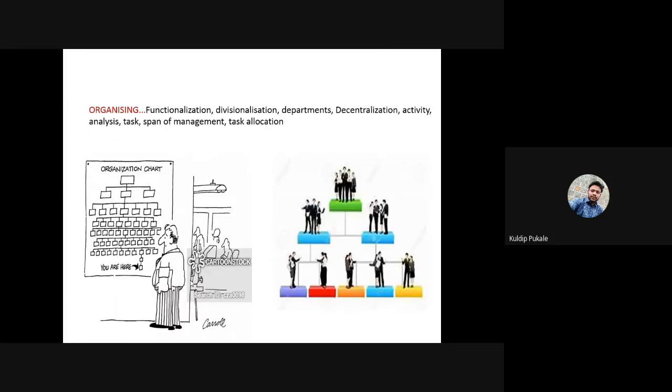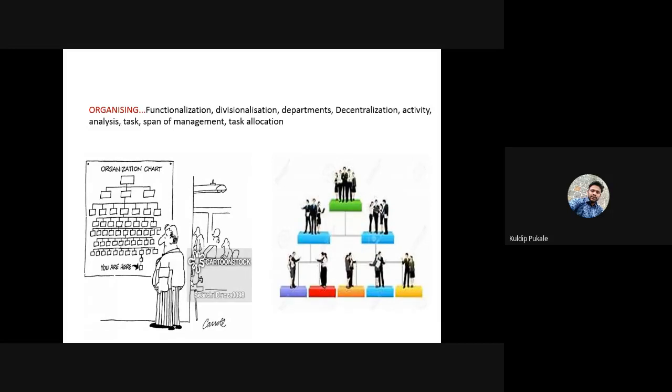So the next function is organizing. Whatever your activities are, after planning, it requires delegation of authority. It means that for each task, you have to delegate authority to different people, such as the purchase department, finance department, recruitment department, HR department, production department, and quality department. These are the different departments and their heads. So you have to make that particular organization structure.